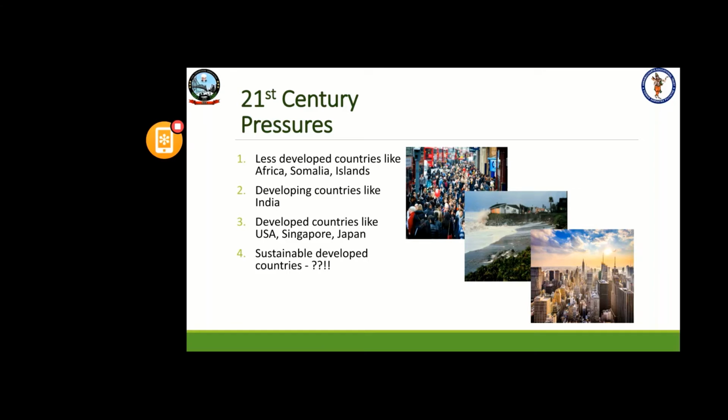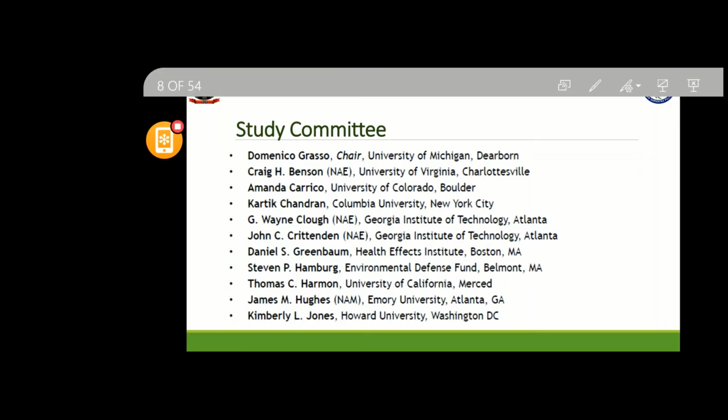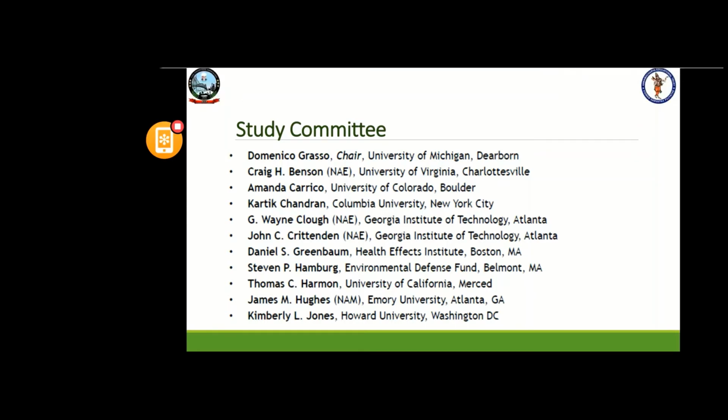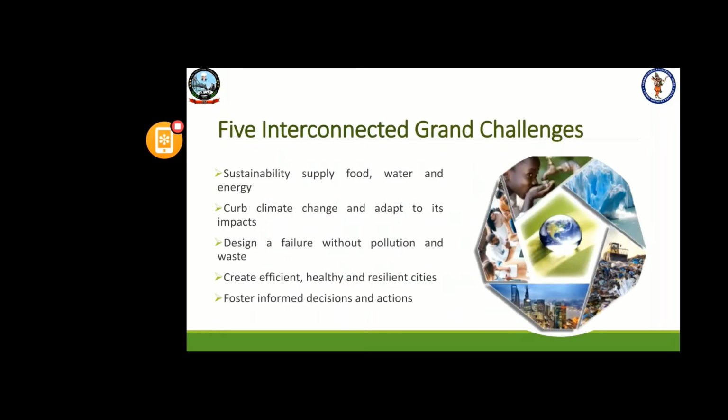For this, a study committee was constituted and produced a report on 21st century pressures in the environmental parameters. The committee consists of various professors from universities abroad as well as Indian universities, and Indian organizations, and they studied the public welfare and environmental aspects. Finally, they gave a report on the 5 interconnected grand challenges.